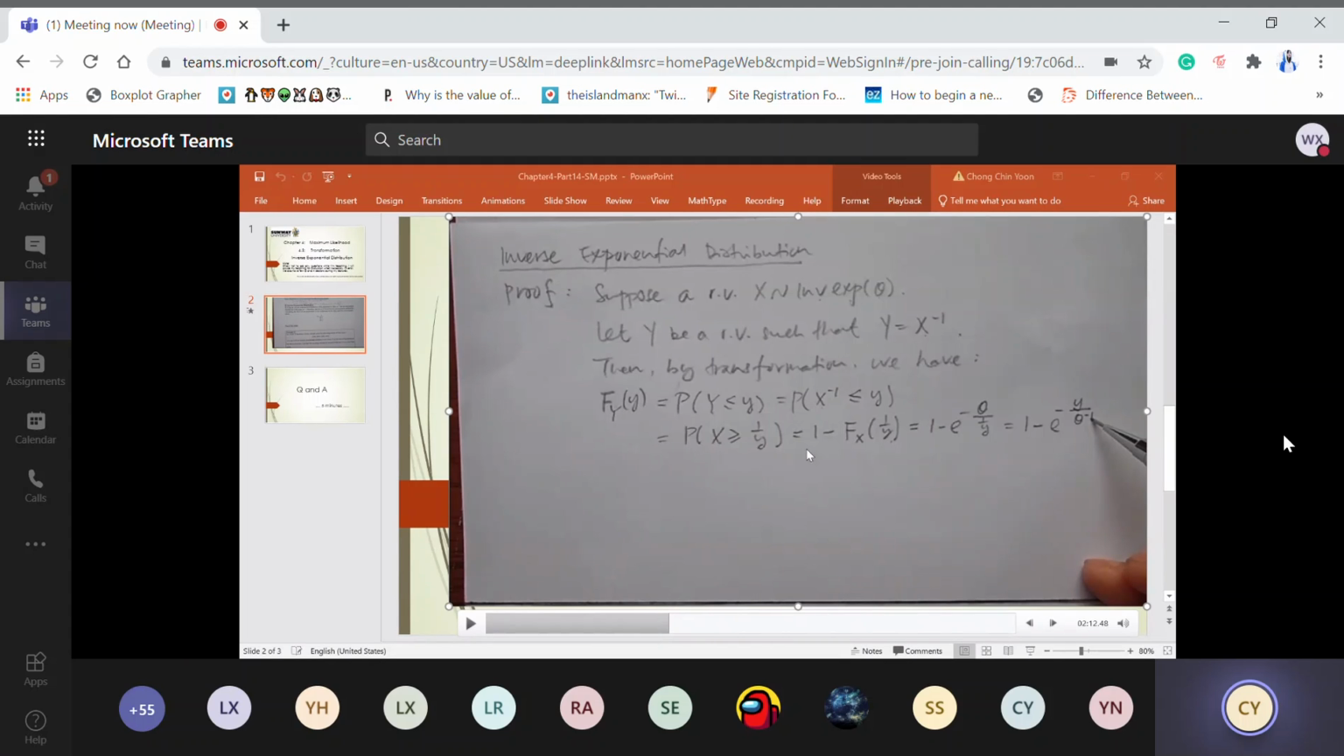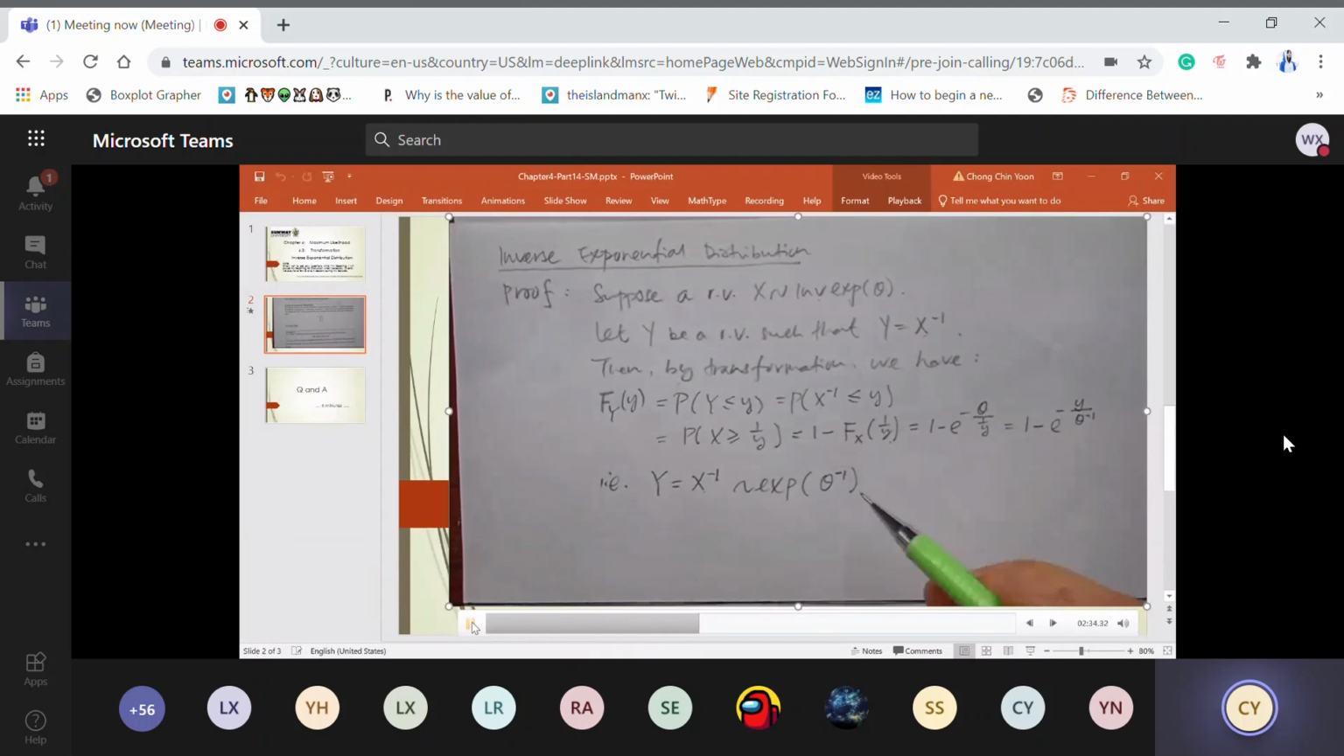Maybe I finish this example first, then I show you something, okay? This is about mathematics, for the inequality. Let me finish this example first. So in other words, we say that this y, which is equal to this random variable x to the power of -1, is exponentially distributed with the parameter of theta to the power of -1.